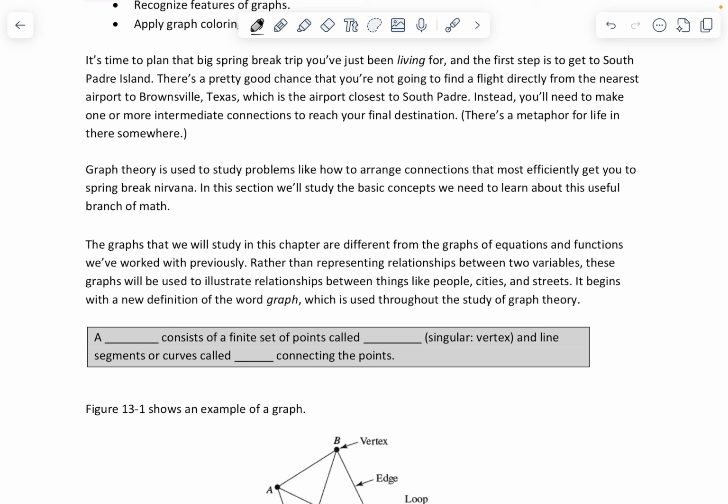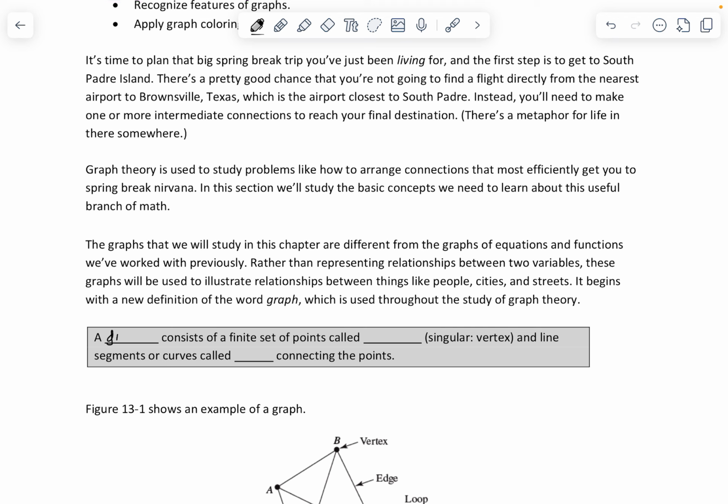The graphs that we will study in this chapter are different from the graphs of equations and functions we've worked with previously. Rather than representing relationships between two variables, these graphs will be used to illustrate relationships between things like people, cities, and streets. It begins with a new definition of the word graph, which is used throughout the study of graph theory. So let's define a few terms here.